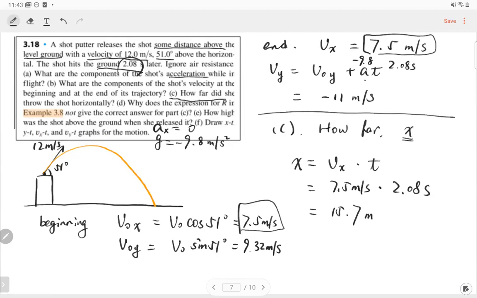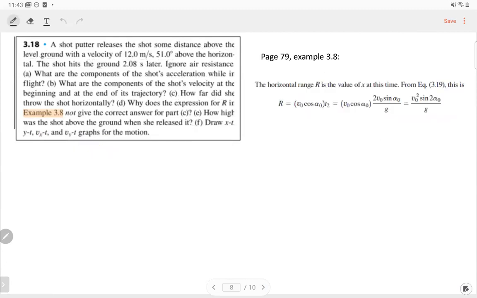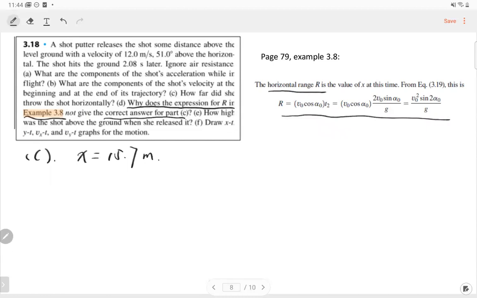Okay, part D. Part D is a question that says, why does the expression for the R in example 3.8 not give the correct answer for part C? For part C, we get the displacement equals 15.7 meter. And for the expression in example 3.8, we have a horizontal range R. Apply this equation. This equation says the initial velocity squared times sine of 2 times the angle over g. So let's do the calculation.